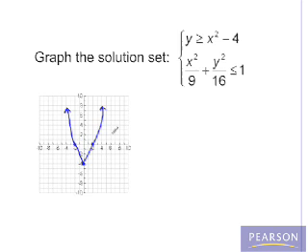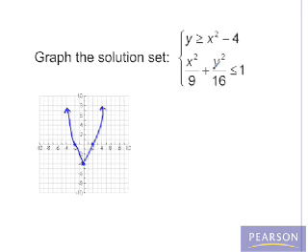And now we need to determine which points inside the parabola or outside the parabola satisfy the top inequality. If I choose the test point (0, 0), the origin, letting x be 0, letting y be 0, we do get a true statement. So at this moment we're interested in all the points inside the parabola.